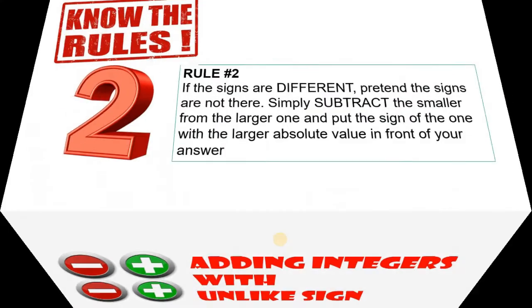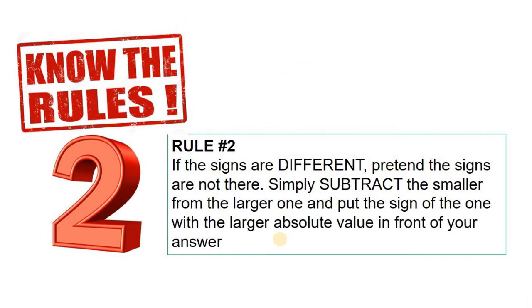So, rule number 2, syempre, sabi ko kanina, we have to know first the rule before we proceed. Okay? Pag hindi natin alam ano yung rule, doon tayo malimit na nagkakamali. Okay? So, if the signs are different, again, we're going to pretend the signs are not there. Lagi may pretension, no? Okay? So, simply subtract. Okay, take note. Simply subtract the smaller number from the larger number and put the sign of the one with the larger absolute value in front of your answer.